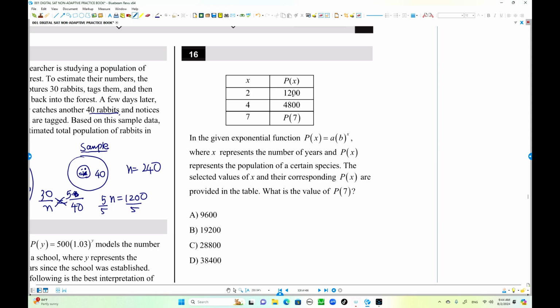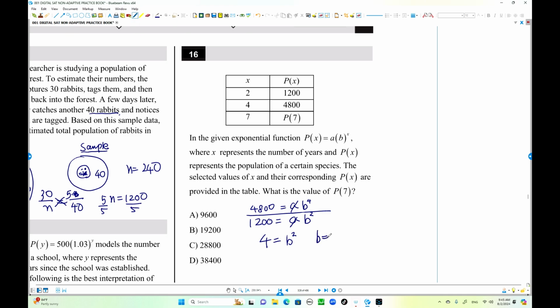You know that when x is 2, y is 1200. When x is 2, y equals 1200. So a times b squared. When x is 4, that is 4800. When you divide over here, 4800 over 1200 is equal to 4. As you cancel out, b to the fourth power over b to the second power, 4 minus 2 is 2. But b must be positive, that is a growing factor, okay?